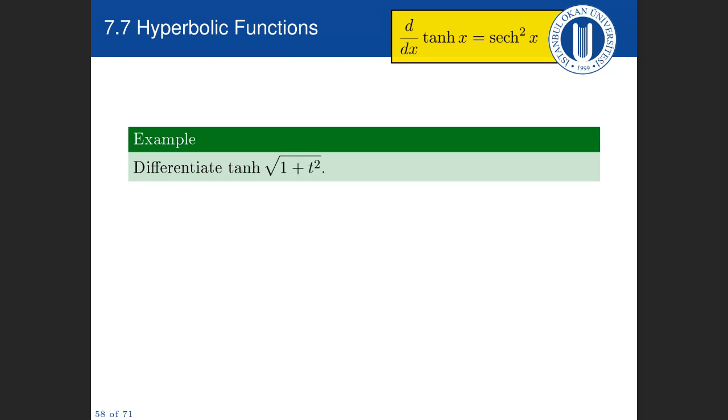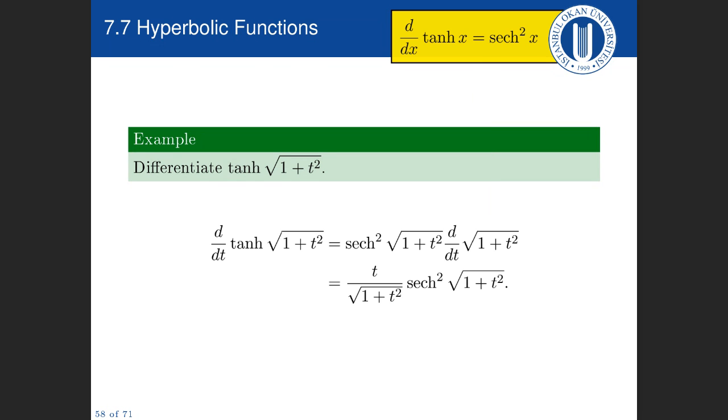Let's do some examples. Differentiate tan of the square root of 1 plus t squared. This is just a chain rule question. We have our formula in the yellow box, and we're going to use the chain rule. Sec squared of the square root of 1 plus t squared, multiplied by the derivative of the square root of 1 plus t squared. So t over root 1 plus t squared, times sec squared of root 1 plus t squared. If you know the chain rule, then you can do this.